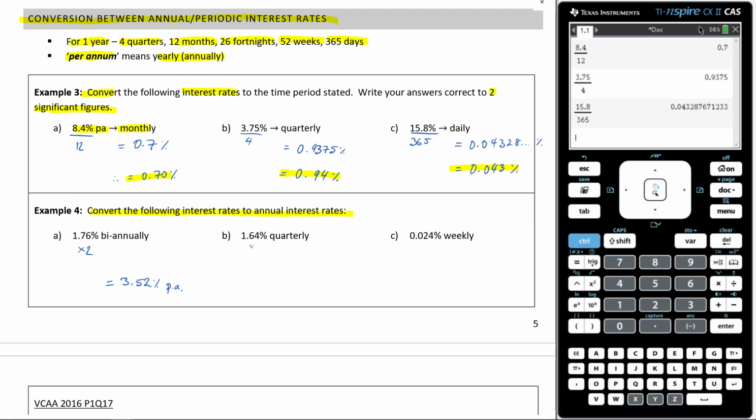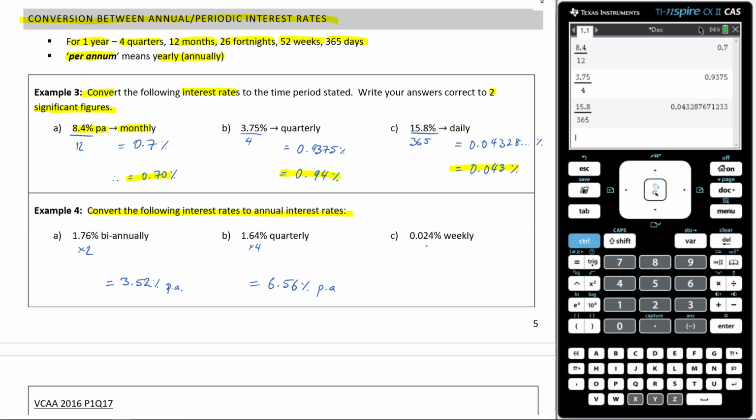If it's quarterly, you times it by 4 because there's 4 quarters in a year. So now take note, they're saying each quarter you're paying 1.64%. So to figure out what you're paying per annum, you're timesing it by 4. And that's going to leave me with 6.56% per annum.